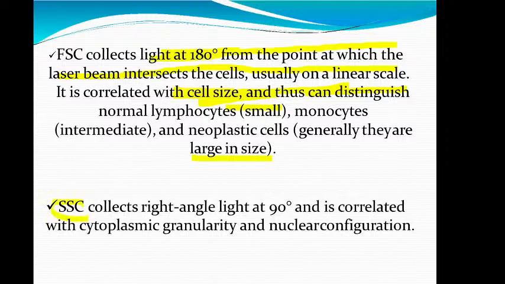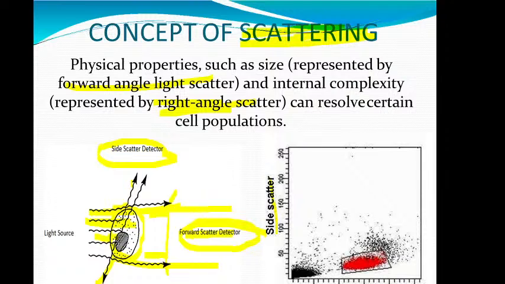And the side scattering collects right angle light at 90 degrees and it is correlated with the cytoplasmic granularity and nuclear configuration. Because the light strikes the cell, side scattering will let us know about the internal complexity of the cell.